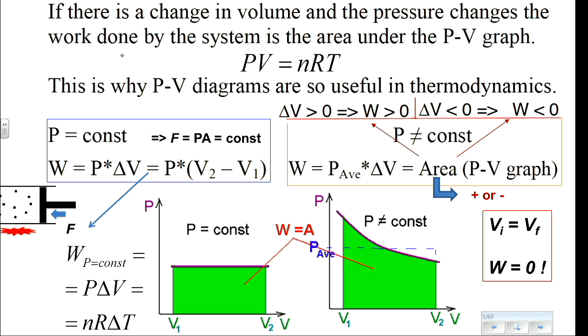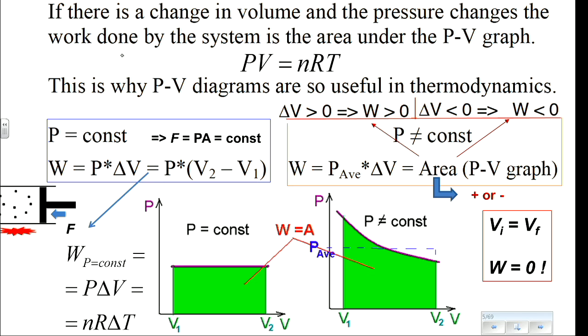Otherwise, if we compress the gas, we do positive work. So when the volume decreases, the work done by the gas, by the system, is negative. That's it. That's all we need to keep in mind. If we use this equation, pressure times change in the volume, it is taken care of automatically.